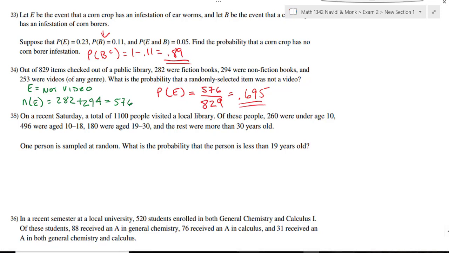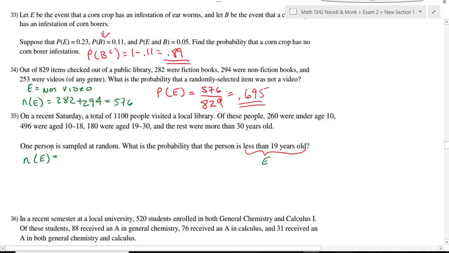Number 35. On a recent Saturday, a total of 1,100 people visited a local library. Of these people, 260 were under age 10, 496 were aged 10 to 18, 180 were aged 19 to 30, and the rest were more than 30 years old. One person is sampled at random. What is the probability the person is less than 19 years old? This is our event.